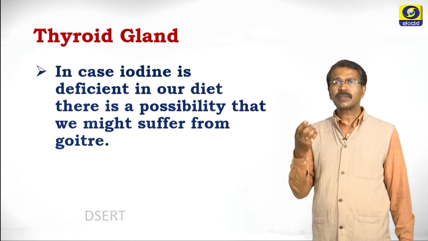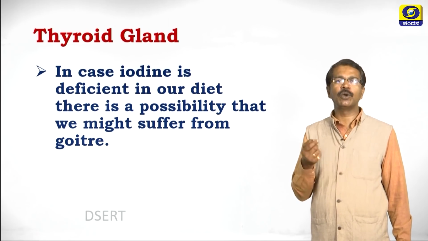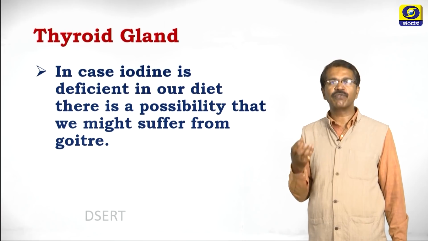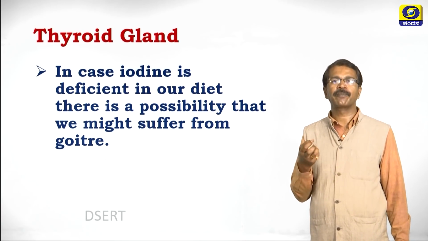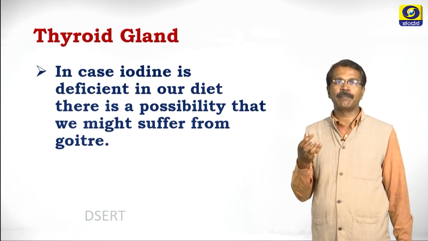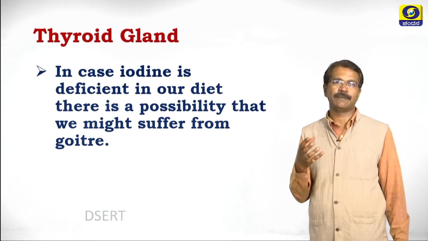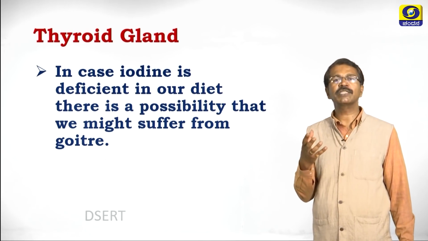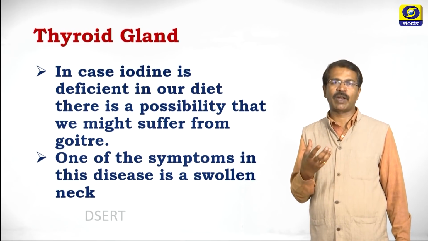Next, as I said, the thyroid gland needs iodine to produce thyroxine. If your diet is deficient of iodine, then the person suffers from a disease called goiter. What is the symptom of this disease goiter? Swollen neck. Neck will be swollen.